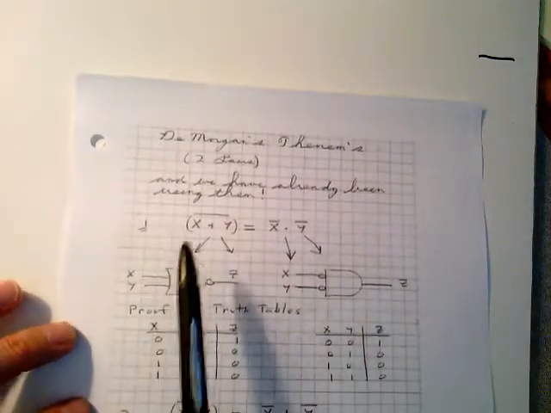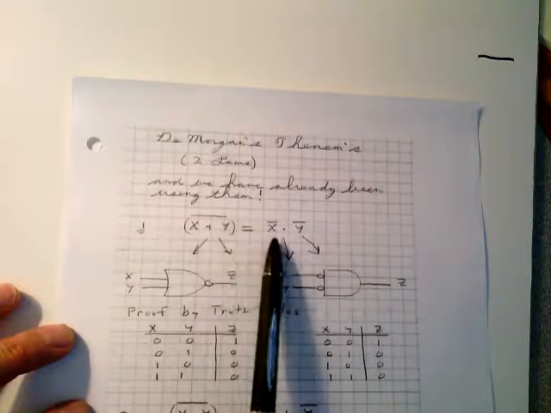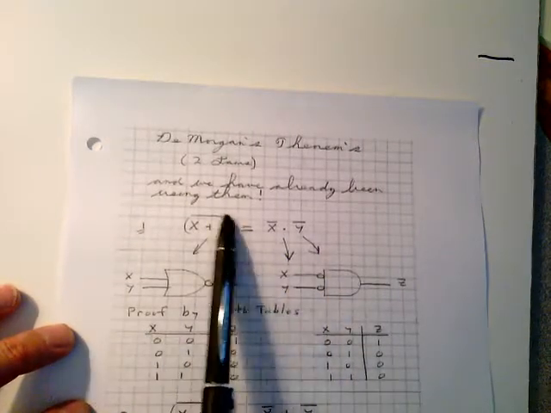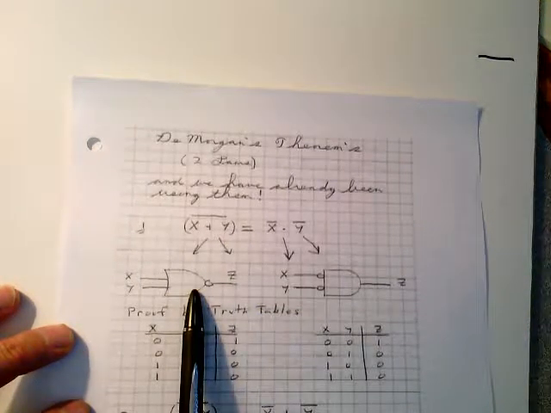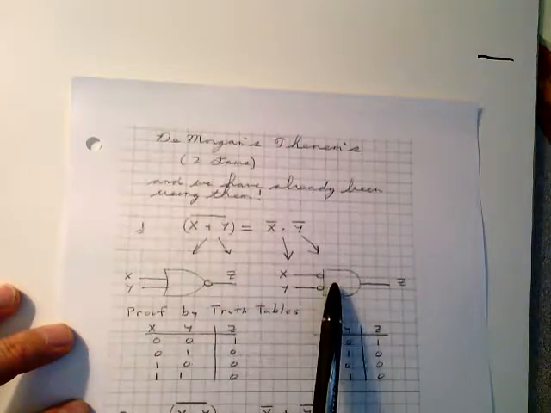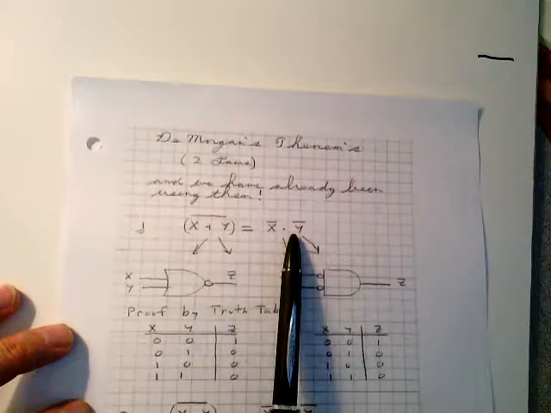The first law says x or y, the quantity barred, is the same thing as x barred and y barred. If you take a look at this part of the equation, that's the circuit that tells the story. Make sure you can go from here to here. It's pretty easy. And this is the circuit here. That's the gate that tells the story from this side of the equation.